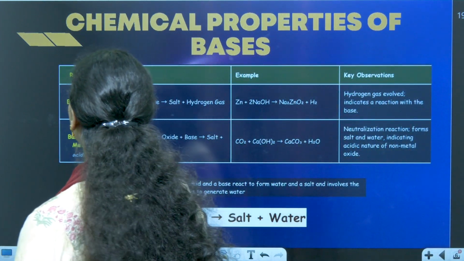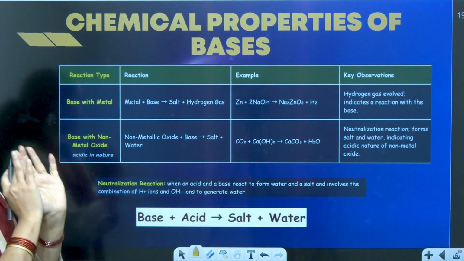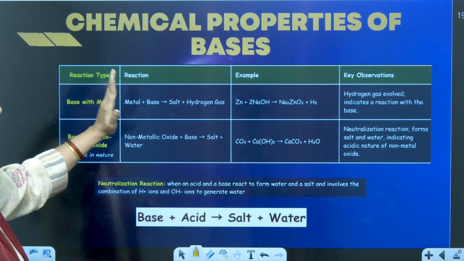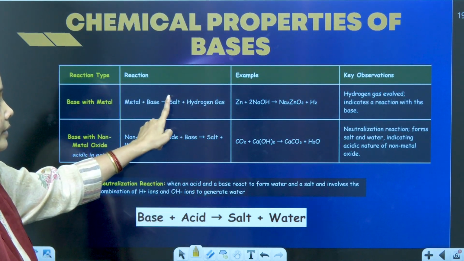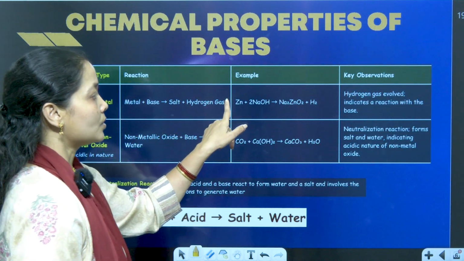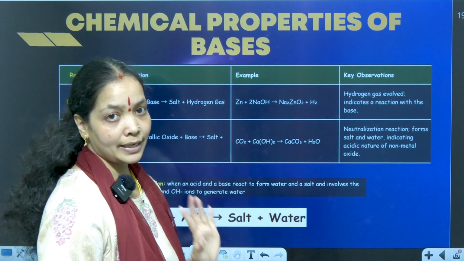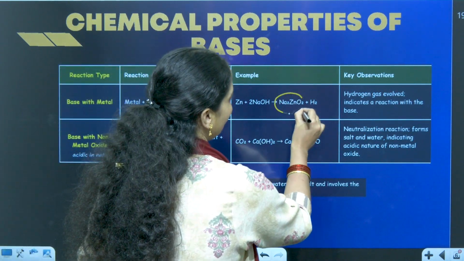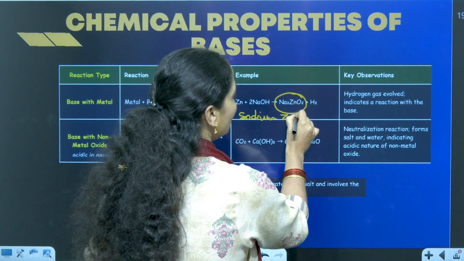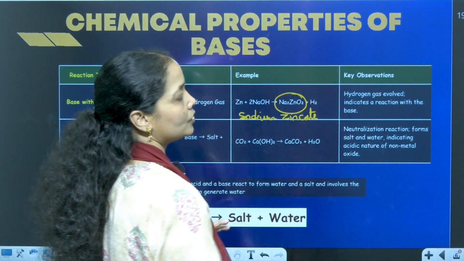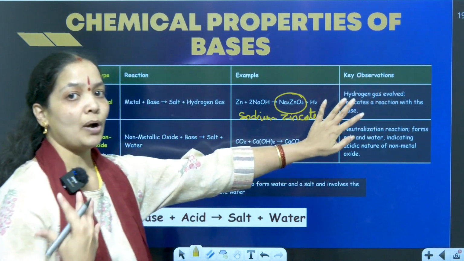In bases, the first reaction is what happens when a base is reacting with a metal. The general form is not at all changing. Base or acid with a metal liberates salt and hydrogen gas. Base plus metal gives salt and H2 gas. So Zn plus NaOH gives Na2ZnO2 plus H2. This substance is called sodium zincate. The name of the substance is sodium zincate plus hydrogen gas. Again, the hydrogen gas can be detected using the pop sound itself.